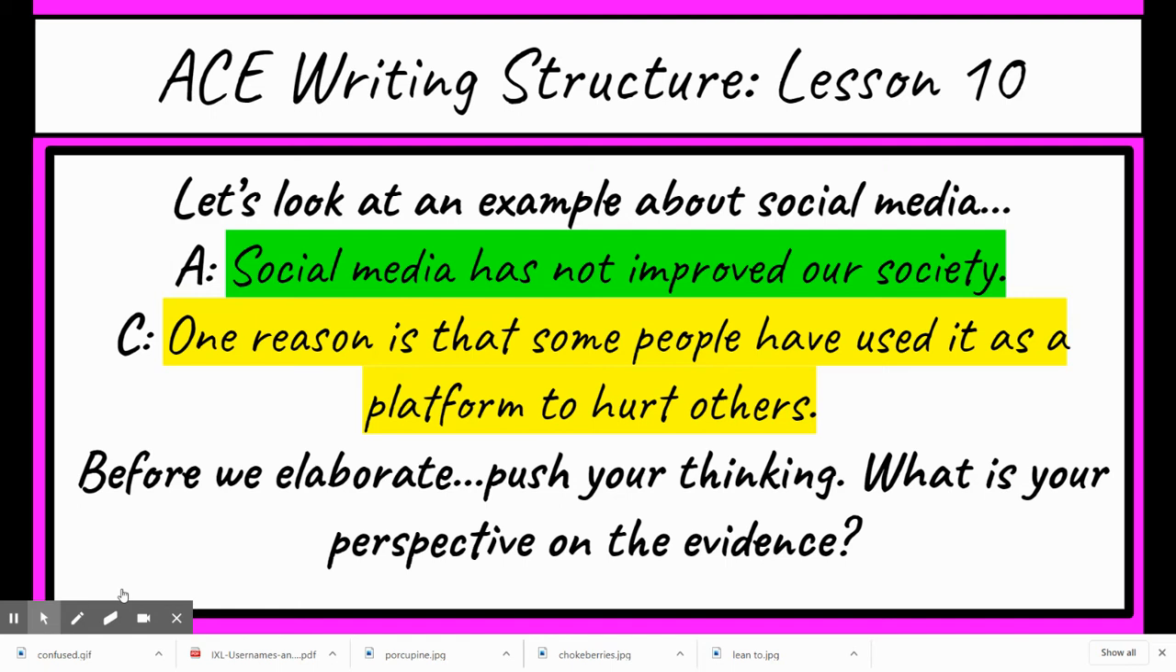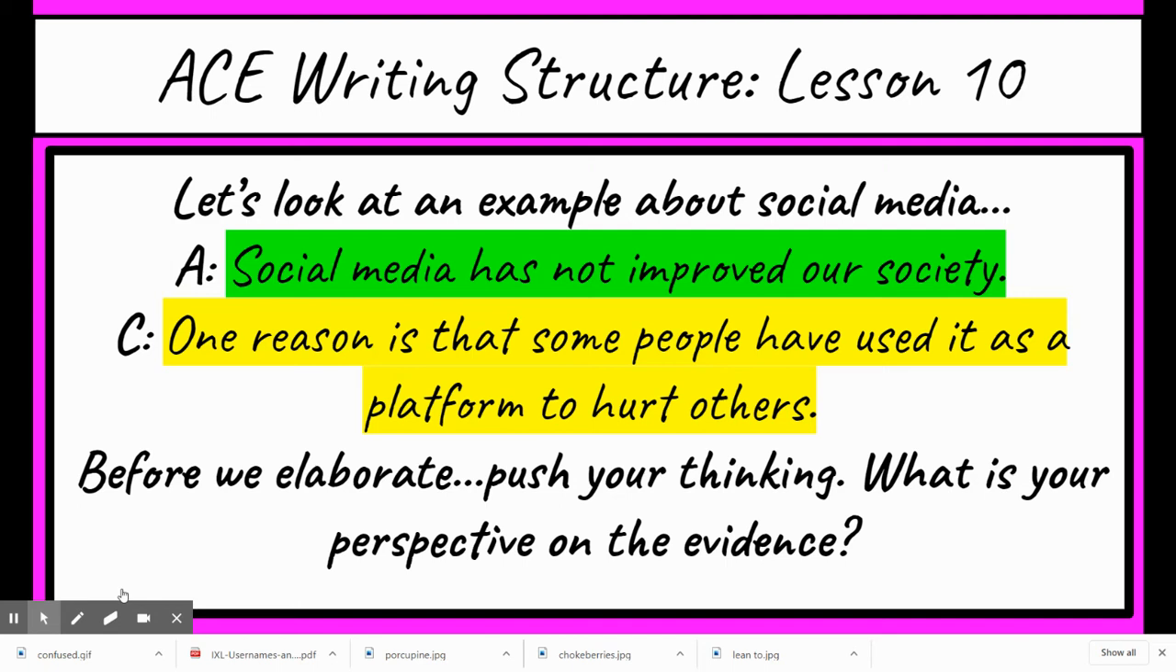So you have to make a claim. You've made the claim that social media has not improved our society. You're going to cite a fact. One reason is that some people have used it as a platform to hurt others. That is a fact. That is something that can be proven.